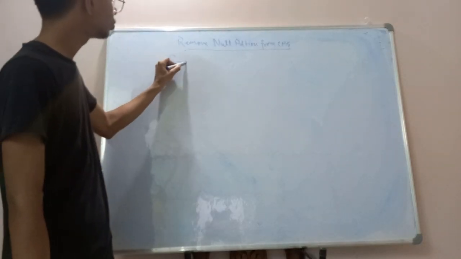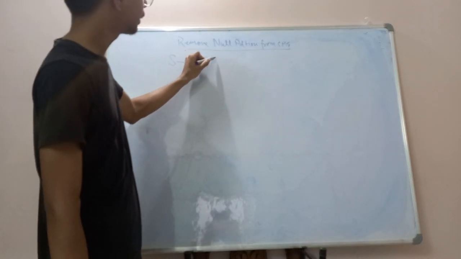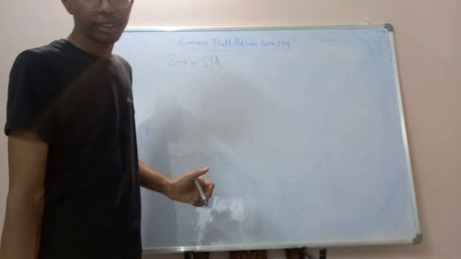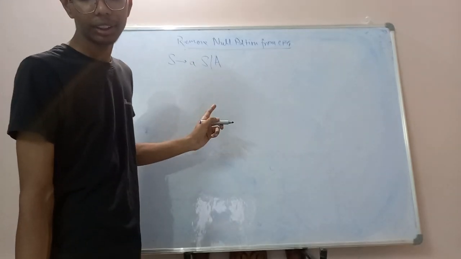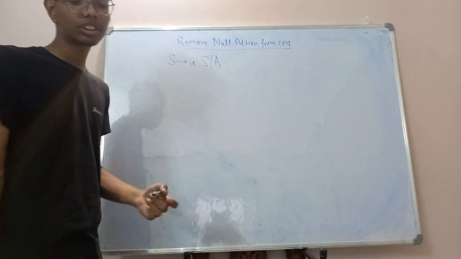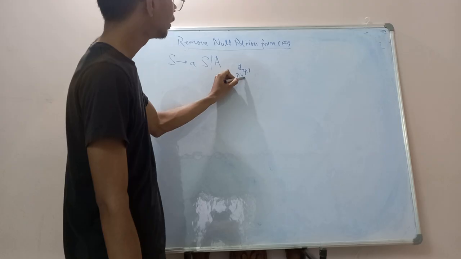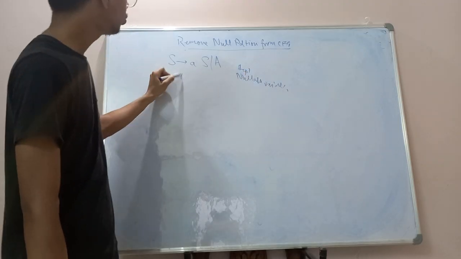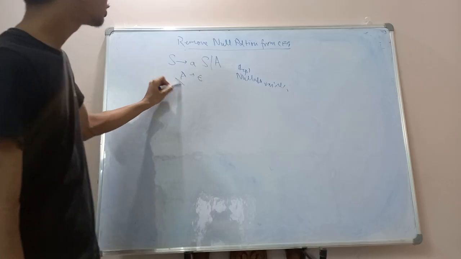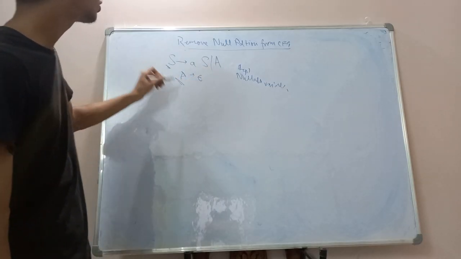Suppose I have S goes to aSA, right, where S is recognized by this capital A, which is a variable. So I will first recognize my step 1, I will first recognize my nullable variable. So here A goes to epsilon. So A is my nullable variable, and S is identified by it, so S is also a nullable variable.